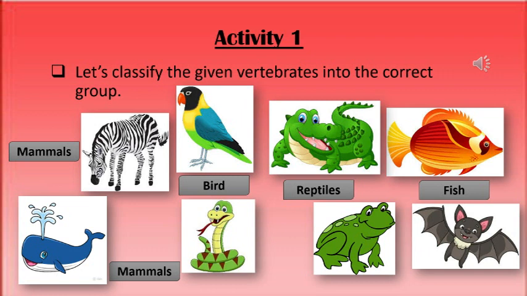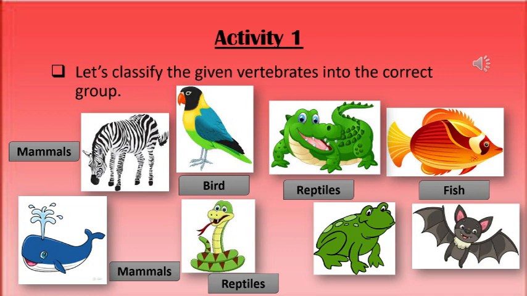In the next picture, we can see a snake. Which group does the snake belong to? Is it a reptile or a mammal? Snake is a reptile because it has scales on its body and also lays eggs. It does not give birth to the young one, so it is not a mammal. It lays eggs, so it is a reptile.